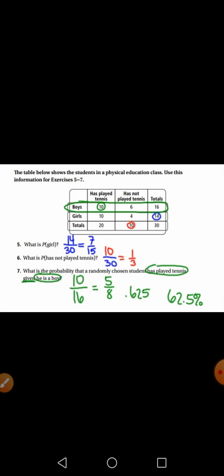You got this concept? Okay, question number 6. What is the probability of hasn't played tennis? There is no information about the total outcomes or the denominator, so it will be the total number in the table, which is 30. Okay, the numerator will be what? The probability of event here, what? Hasn't played tennis. Who hasn't played tennis?